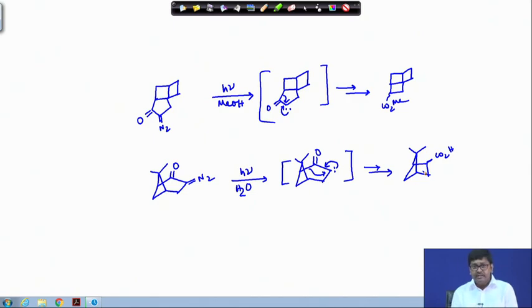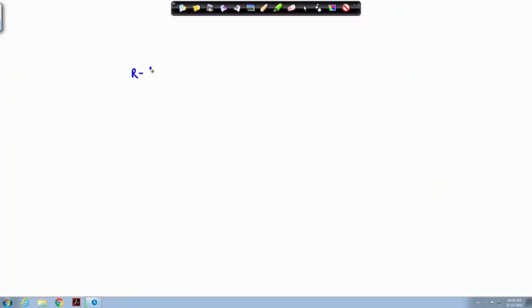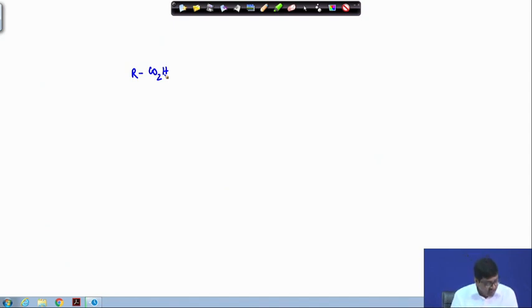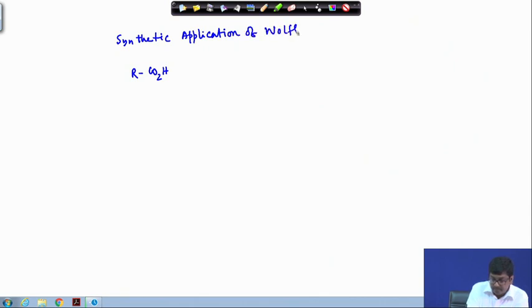Now, we will see one of the most important synthetic applications of this Wolff rearrangement. If we consider the Wolff rearrangement, we start from this alpha diazoketone, which converts into the corresponding ketene, and different types of nucleophiles attack. So, now if we start with a carboxylic acid, okay, and we want to see the most important synthetic applications of Wolff rearrangement, let us say we have started with this carboxylic acid.